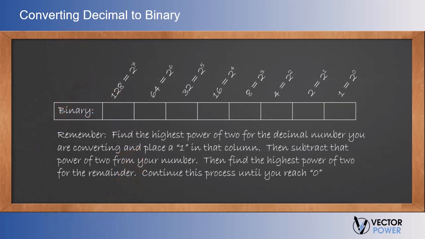Remember, when converting decimal to binary, find the highest power of 2 for the decimal number you're converting and place a 1 in that column. Then subtract that power of 2 from your number. Then find the highest power of 2 for the remainder. Continue this process until you reach 0.